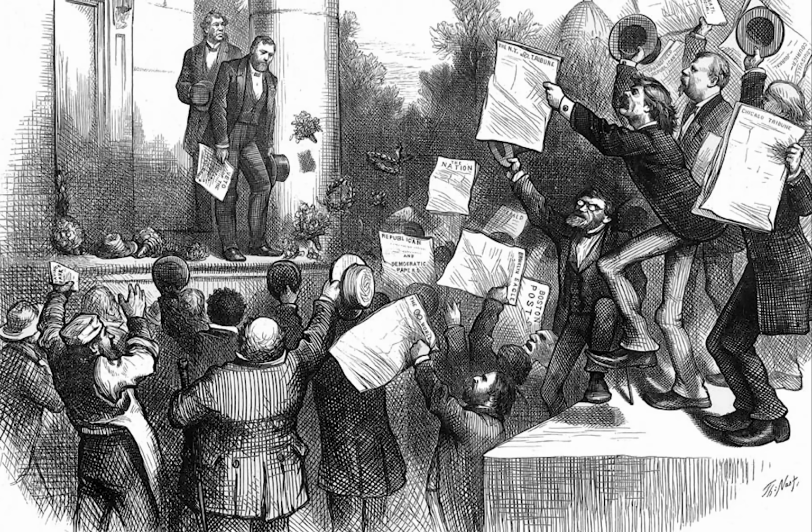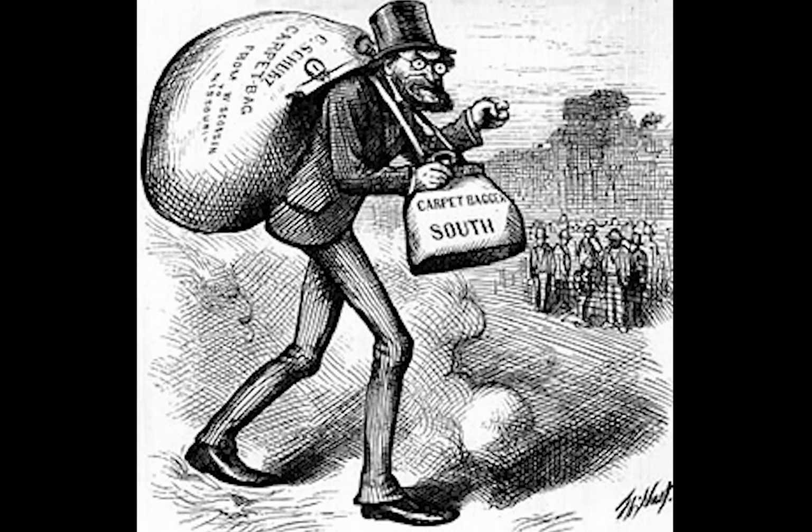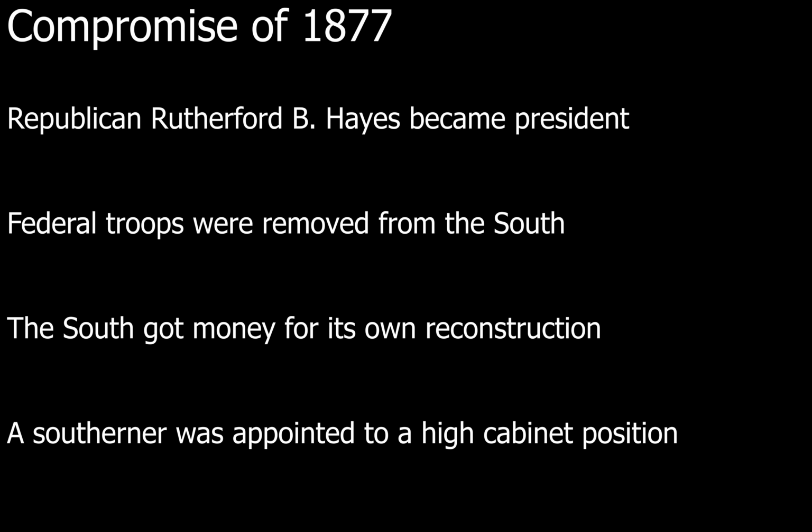During Reconstruction, there was an increase in corruption. Some people would take money from the defeated South, offering to help, and then run away with the money. The election of 1876 was very close. Both the Democrats and Republicans asked for recounts, and the Compromise of 1877 was made to settle the election.